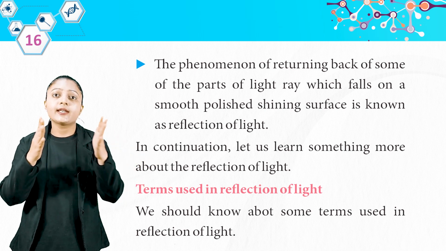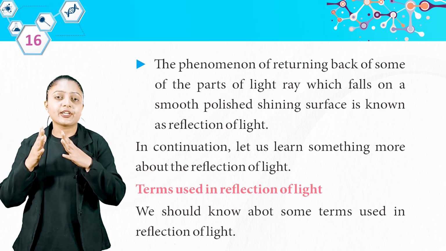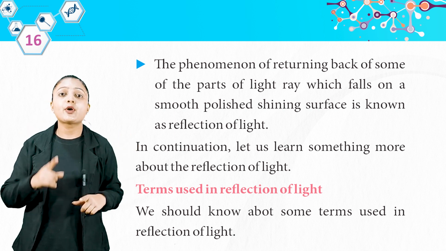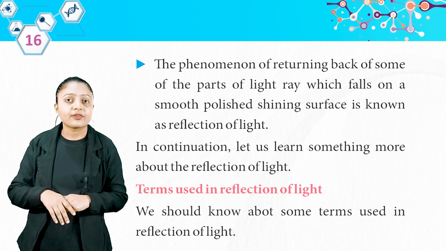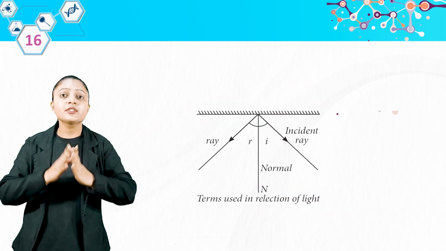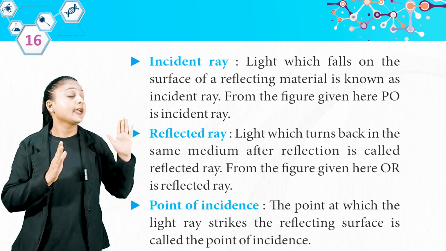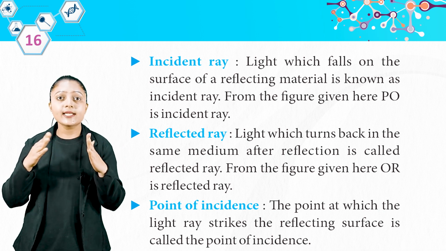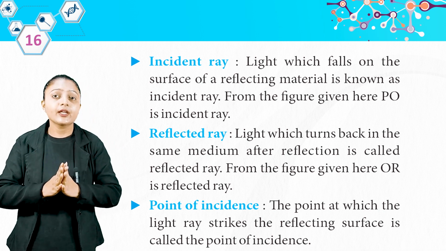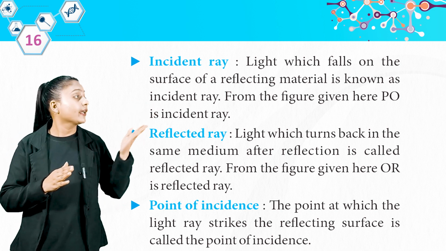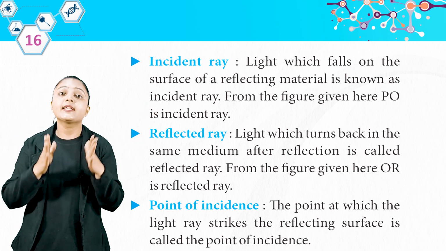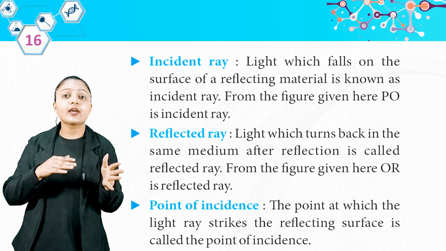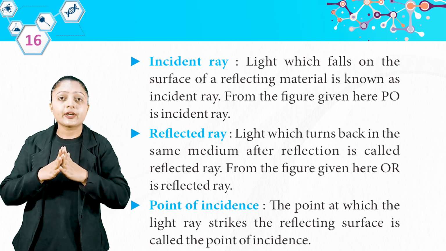In continuation, let us learn something more about the reflection of light. Terms used in the reflection of light. We should know about some terms used in the reflection of light. Look at this image. Incident ray. Light which falls on the surface of a reflecting material is known as incident ray. From the figure given here, PO is an incident ray. Reflected ray. Light which turns back in the same medium after reflection is called reflected ray. From the figure given here, OR is the reflected ray.